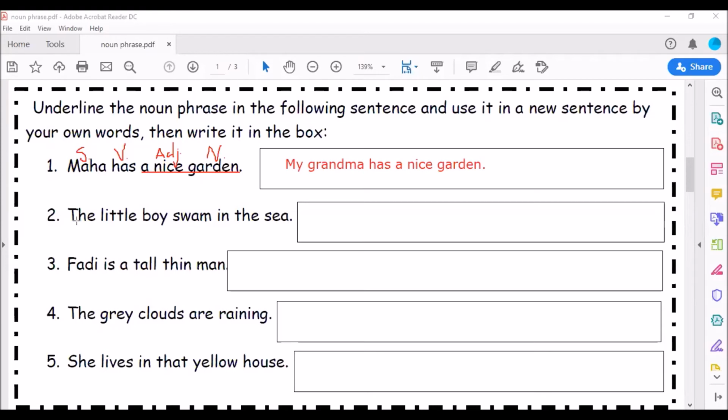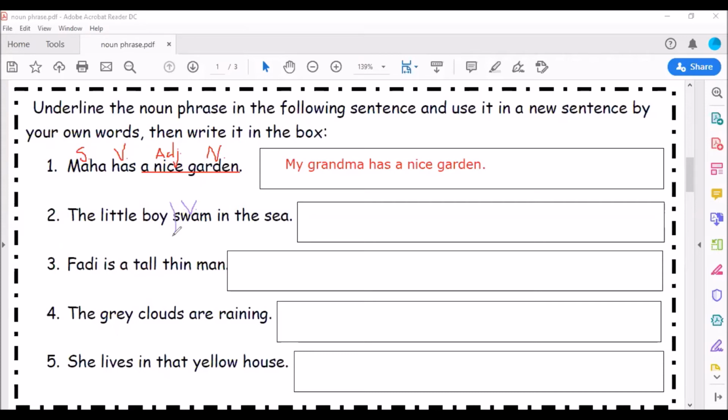Okay, so the little boy swam in the sea. The little boy swam in the sea. Think about it. I'm gonna give you 1 minute. Okay. The little boy swam in the sea. So let's define first the verb. Okay, so where is the verb here? Swam, it's a verb in the past, right? So swam is a verb and it's a verb in the past.